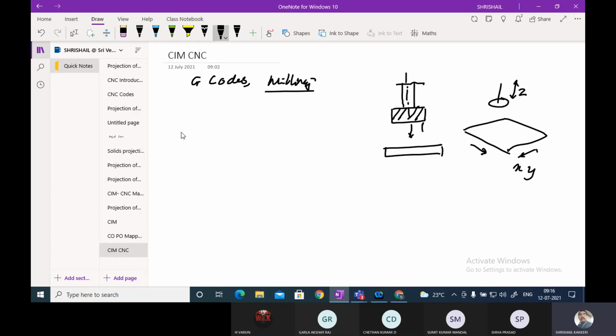Now G00, these are very important, unless you know them it is not possible. It is rapid positioning. What is the meaning of rapid positioning? You look from the top. For example, this is the workpiece, and this is the workpiece table.